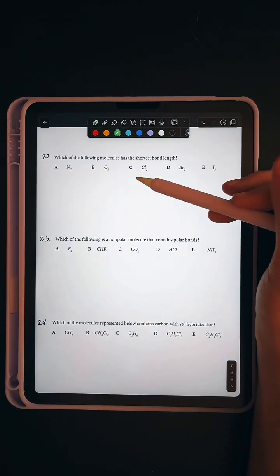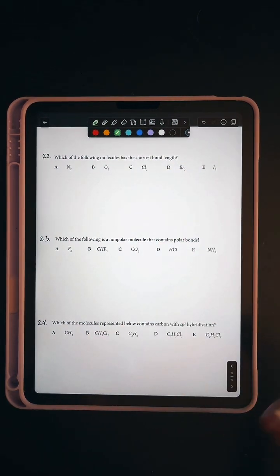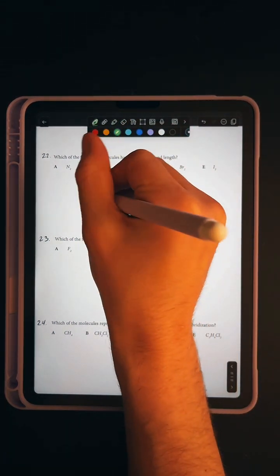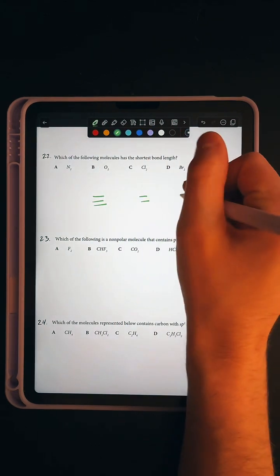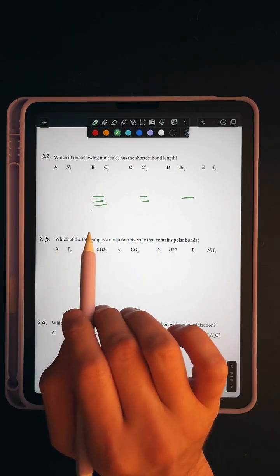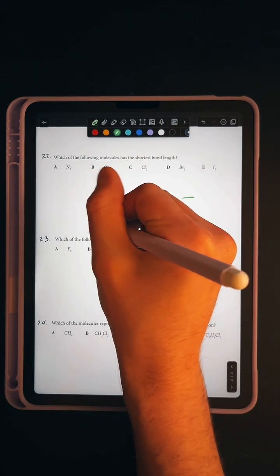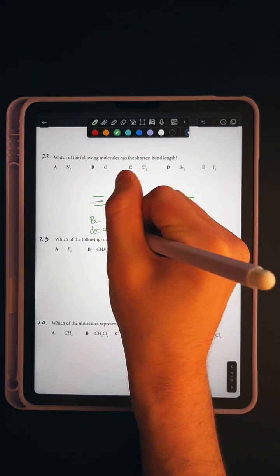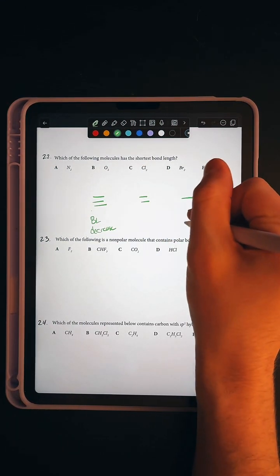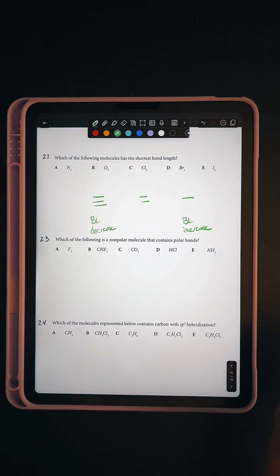Number 22, which of the following molecules has the shortest bond length? Well, when we're talking about bond length, there's a general trend that we look at. If we were to look at a triple bond versus a double bond versus a single bond, as we increase the number of bonds between something, our bond length is going to decrease. So a triple bond will have a smaller bond length than our single bond, which will have a larger bond length.